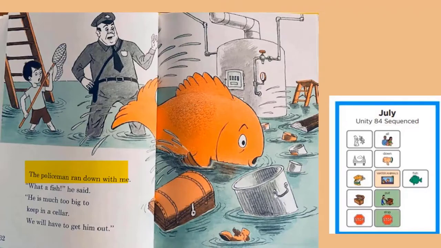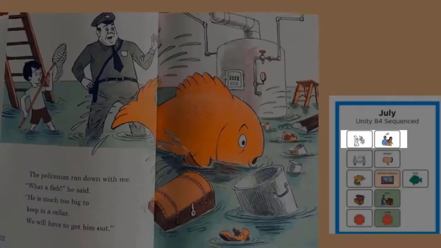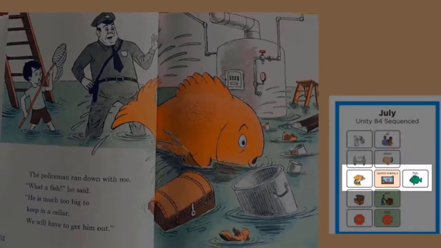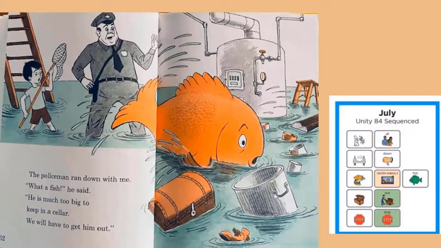The policeman ran down with me. "What a fish!" he said. "He is much too big to keep in a cellar. We will have to get him out." Yikes! Look at all that water down in the basement. How are they going to get that big fish out? Do you have any ideas?